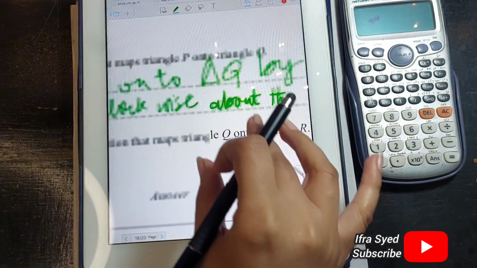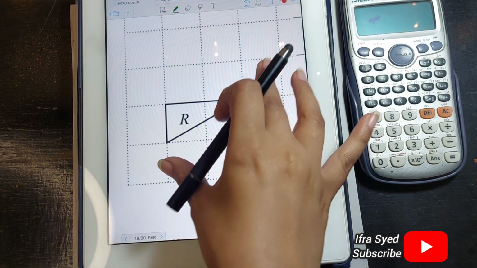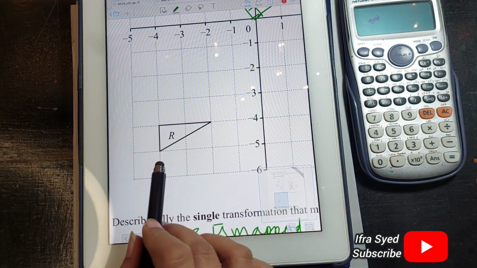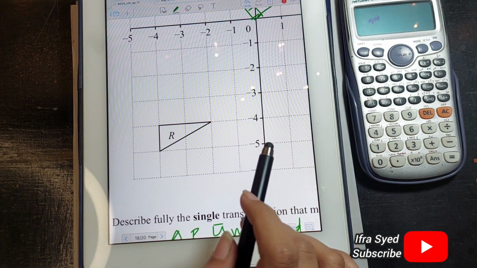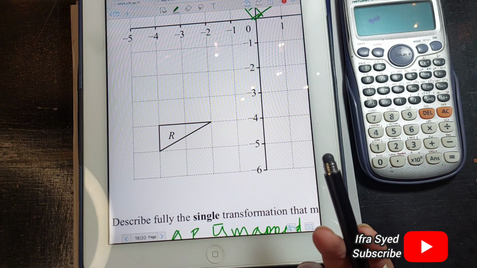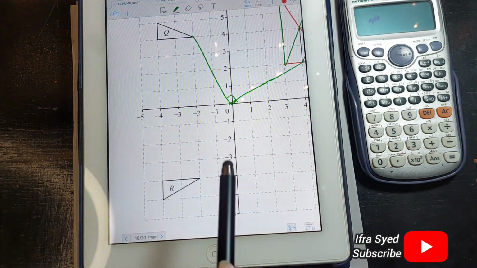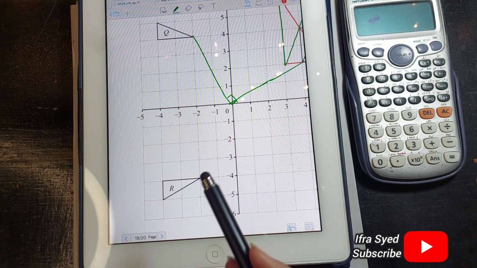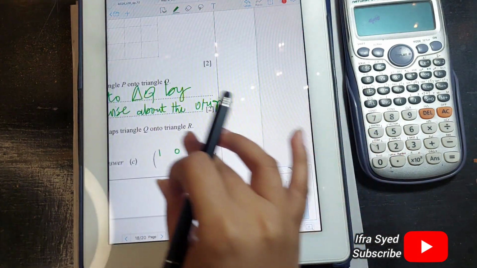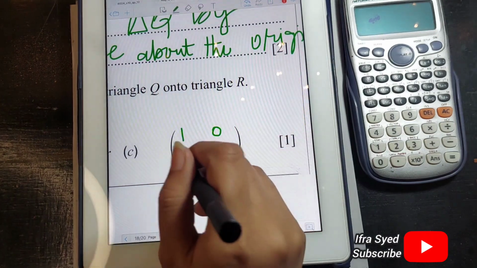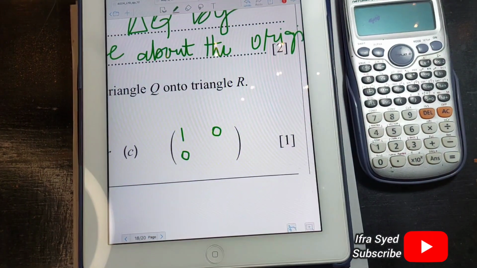So it will be equal to 1 0, and after the transformation you can see that there is no change in x-axis, and the change is in y-axis. Before the transformation the y-axis was positive, and after the transformation the y-axis is negative. So after the transformation, because there was no change in x-axis, the value of x is 0, and the y-axis becomes negative, so the value of y is -1.